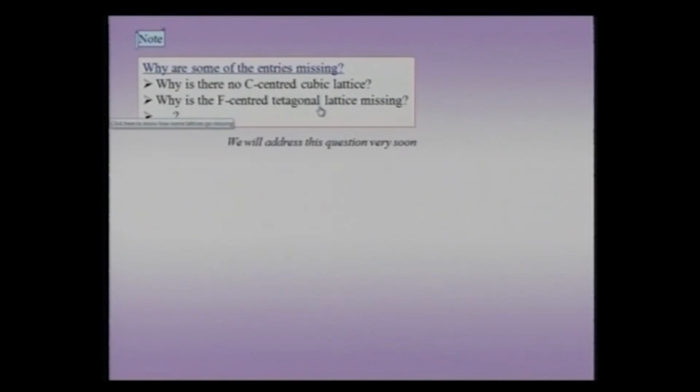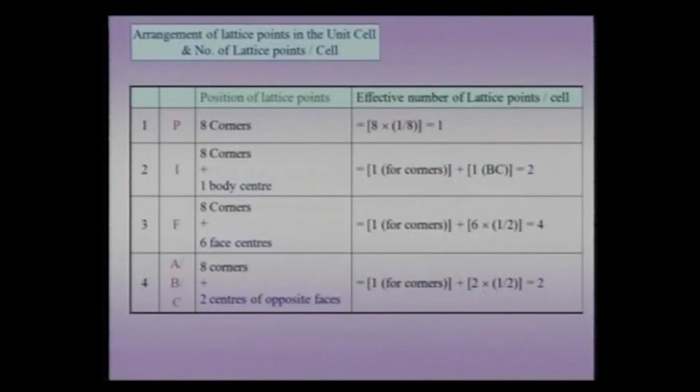Why is the F-centered tetragonal lattice missing? We will soon return to this question and answer with a few examples why some of these lattices go missing. Since there are 4 types of lattices possible, the primitive, the body centered, the F-centered or face centered, and the C-centered lattice, let us now look at the contribution each lattice point makes to a unit cell.